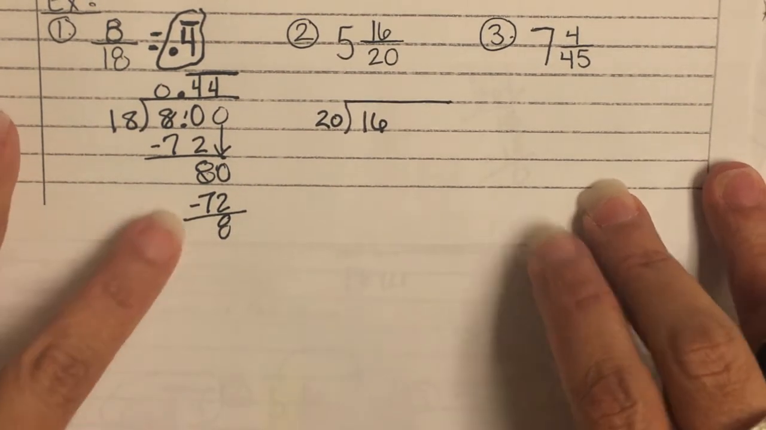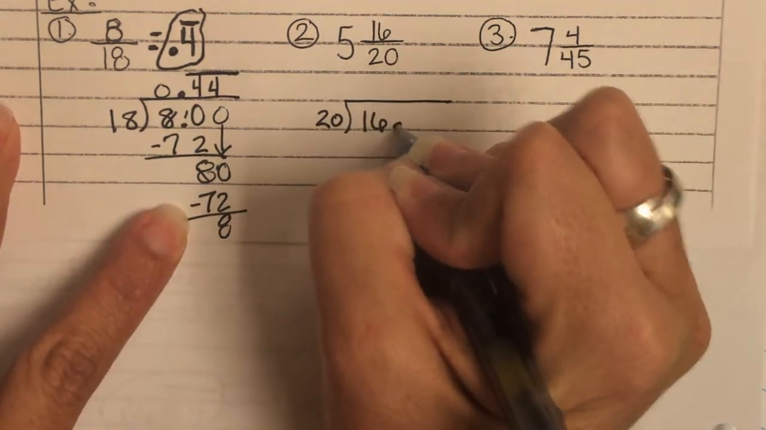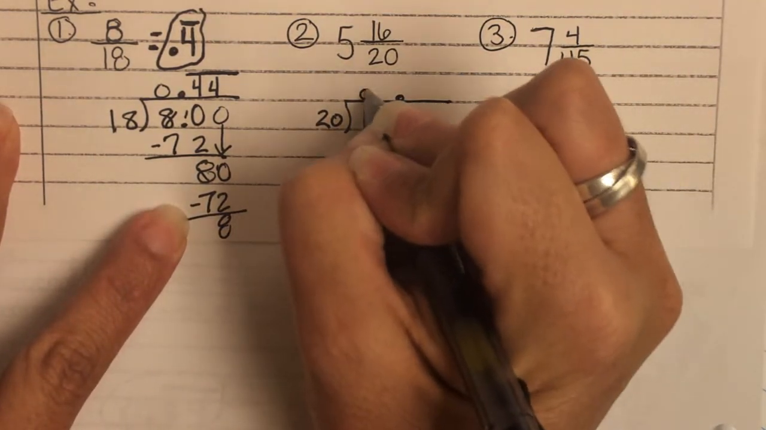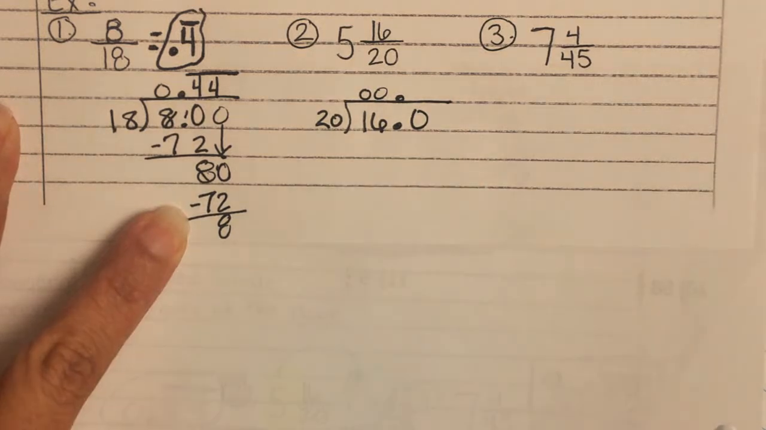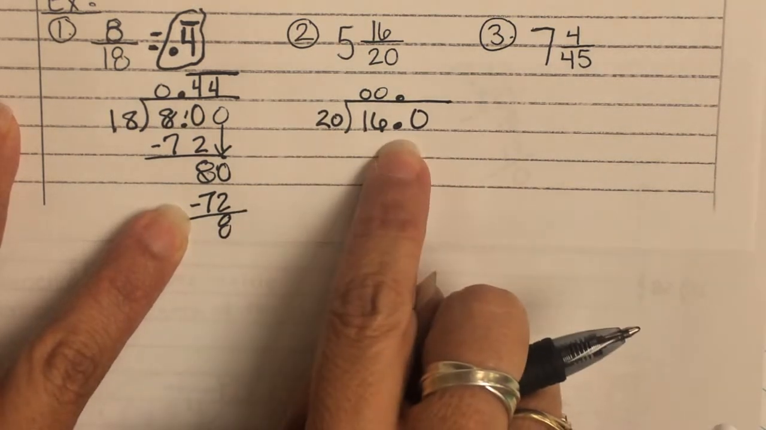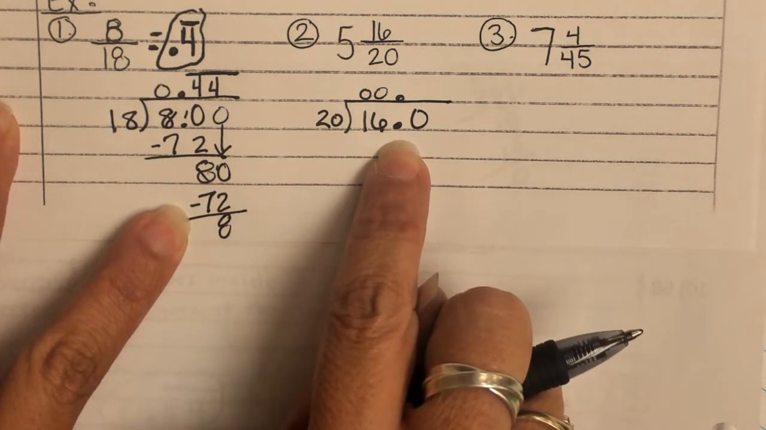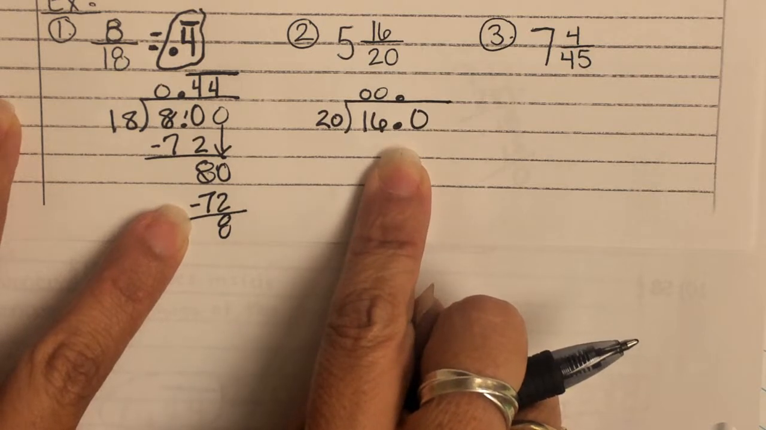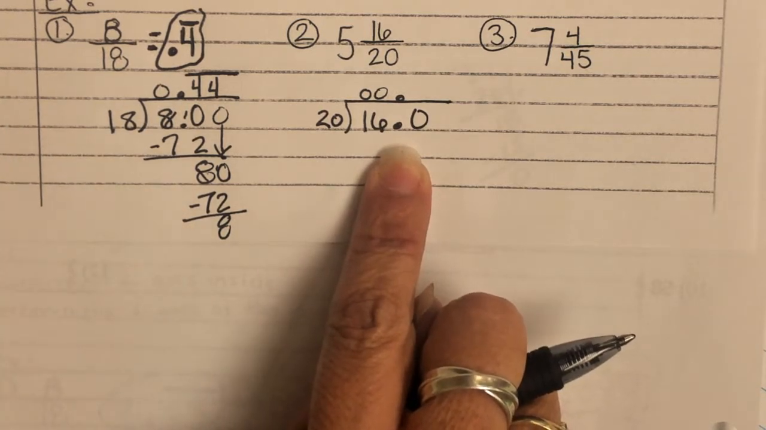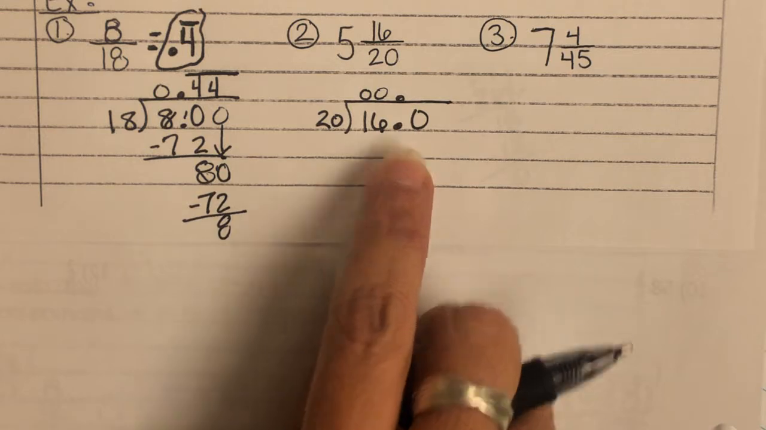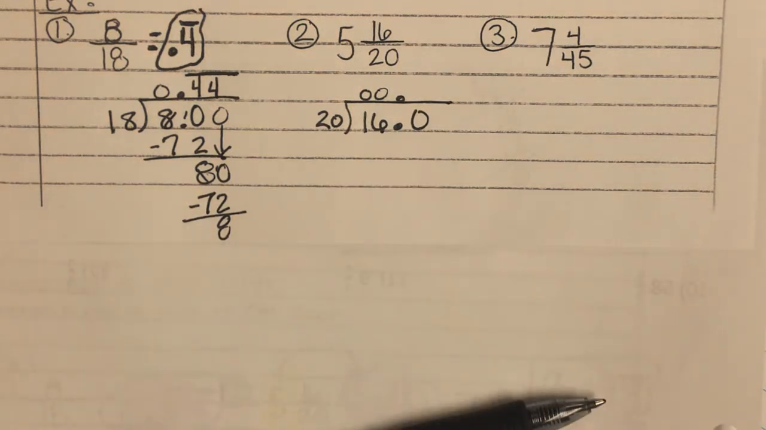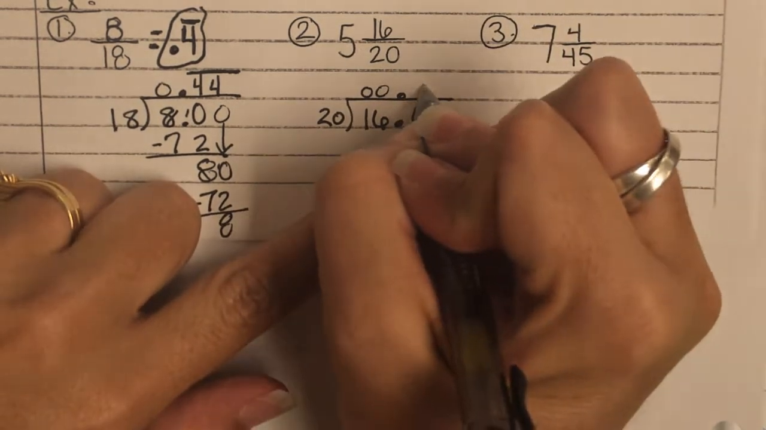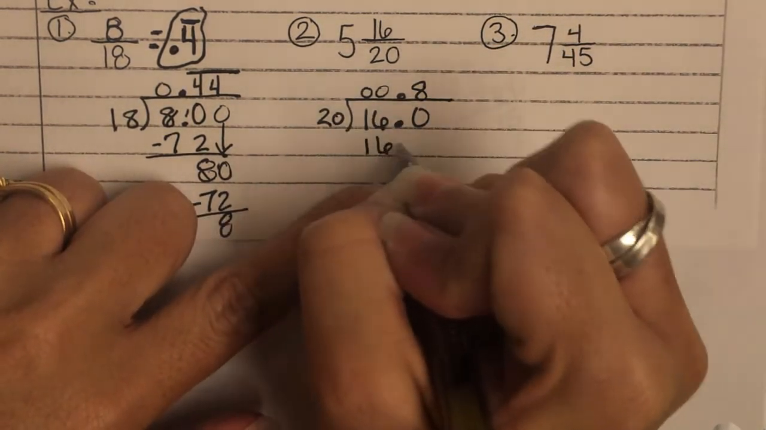20 won't go into 16, so I'm going to add a decimal and a 0. Make sure you bring up that decimal to the top, or you might forget it when you make your final answer. How many 20s do you think go into 160? So skip count by 20s. 20, 40, 60, 80, 100, 120, 140, 160. Yes, 8. And 8 times 2 is 16.